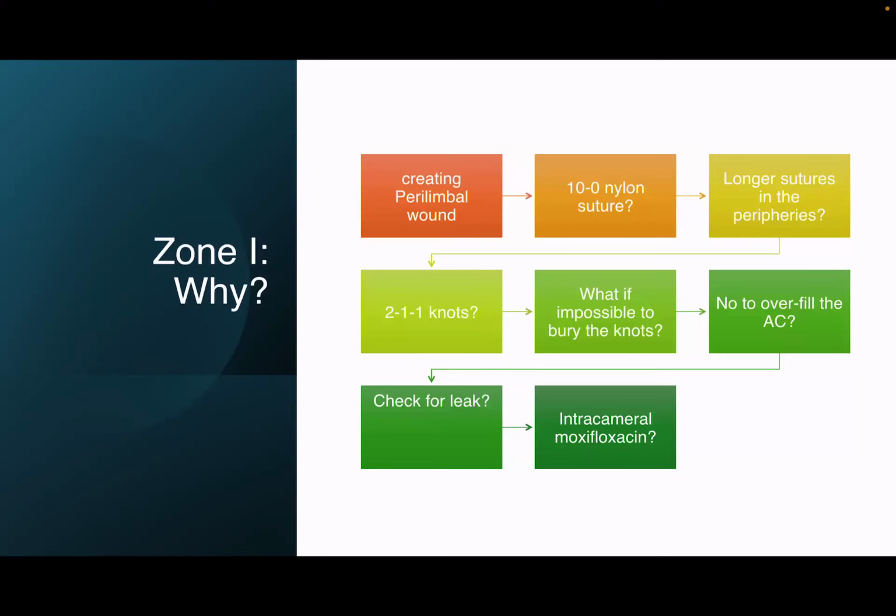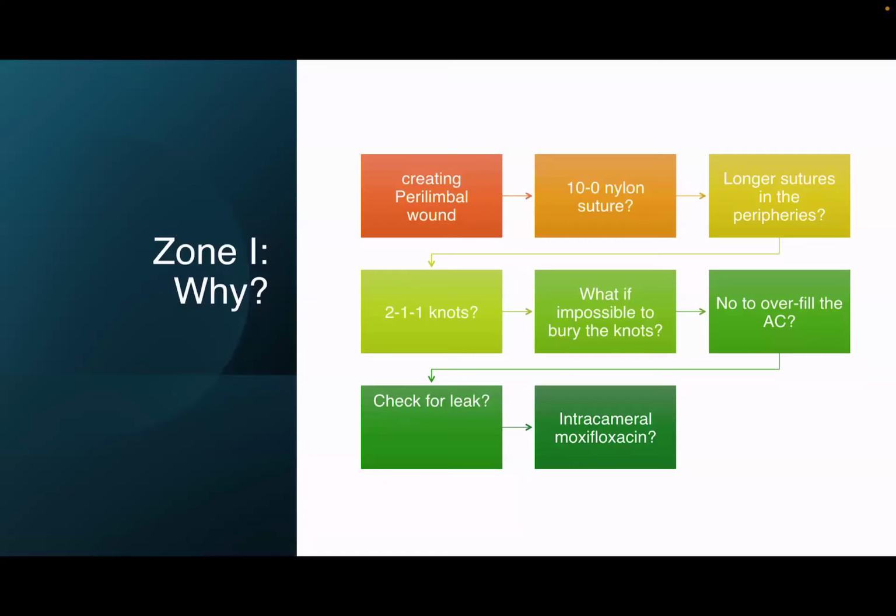As I mentioned in the previous photos, in zone 1, we create a perilimbal wound to allow us to access the anterior chamber without violation of the injury-related wound itself. 10-0 nylon suture was used in the picture, and longer sutures in the peripheries. The knots are 2-1-1, which allows easy burying of the suture knots.